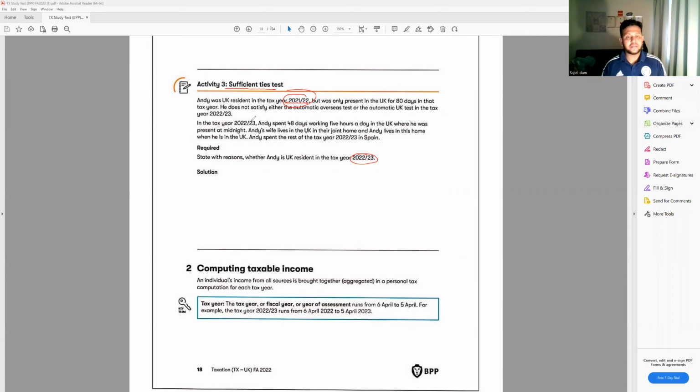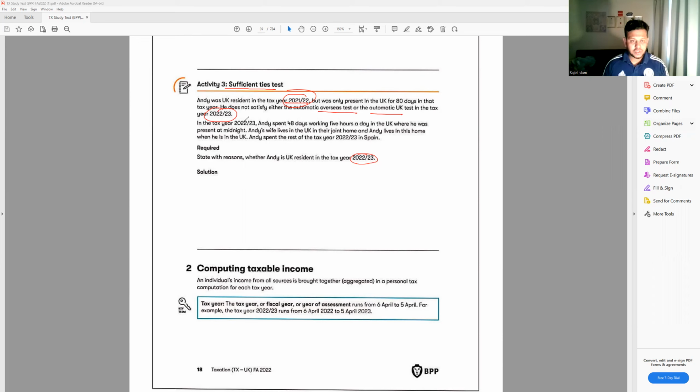He does not satisfy either the automatic overseas test or the automatic UK test in the tax year 22-23. That means we check the overseas test, it's not satisfying anything. Then we check the automatic UK test, he is not automatically UK resident. So now we'll need to look for the ties. Are there any ties he has? The question already gave us the information. He was previously resident in the UK.